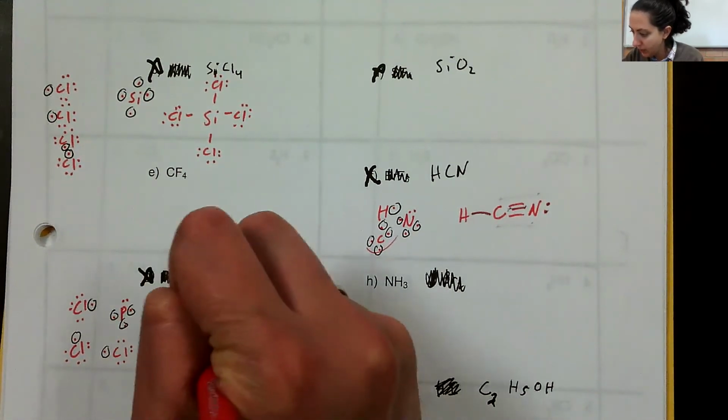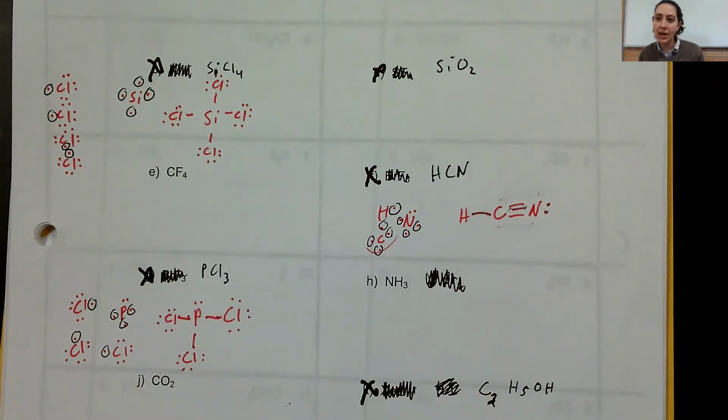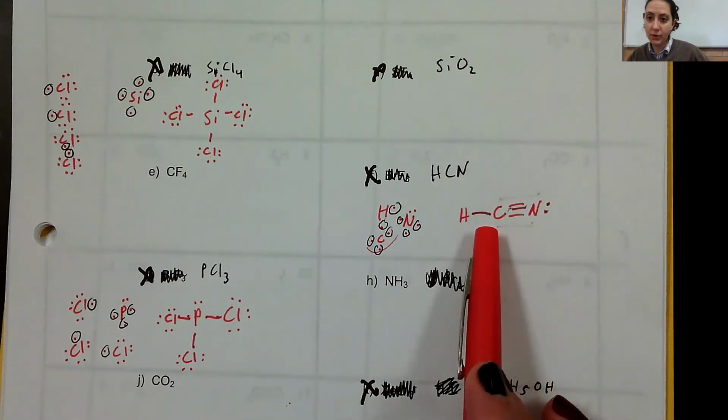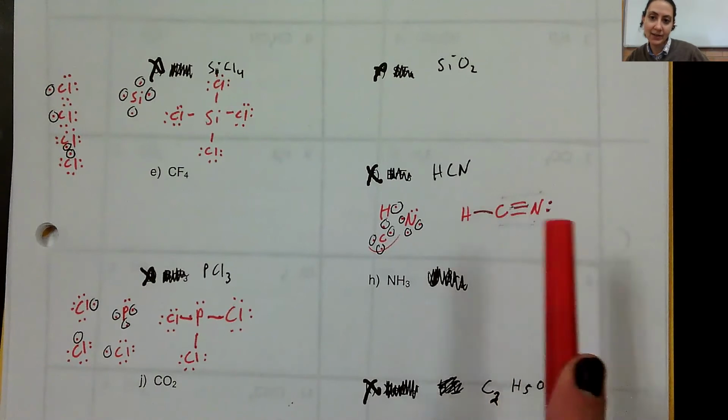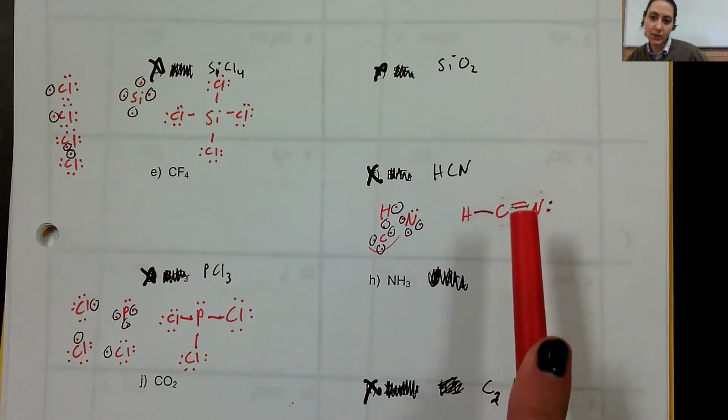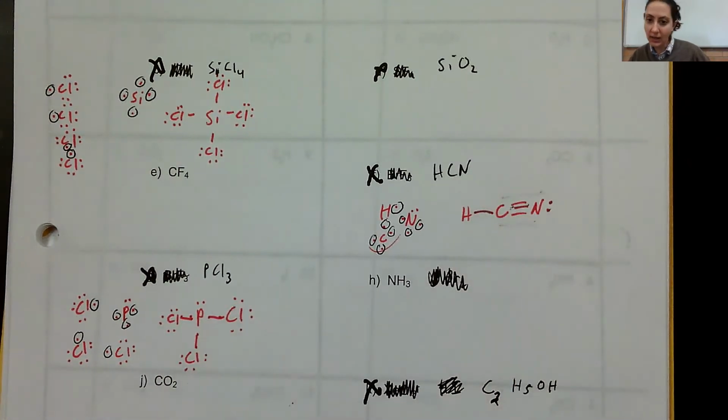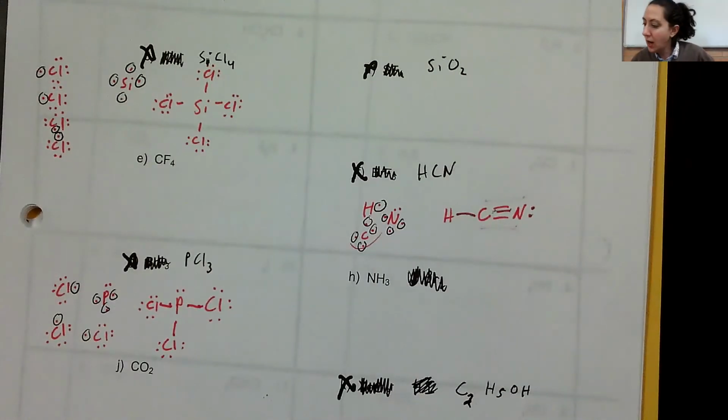Done. 8 valence electrons each. All of these were good as well. The hydrogen has 2, the chlorine has 2, 4, 6, 8. The nitrogen has 2, 4, 6, 8. Same thing here. Okay. Once you get used to doing these, it becomes pretty easy. These are going to be really helpful.